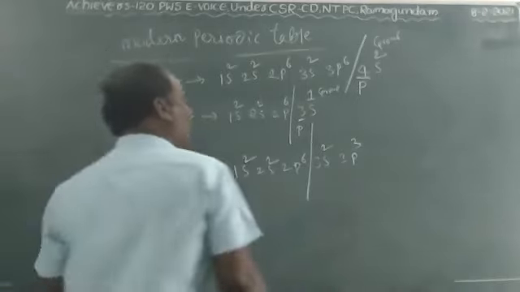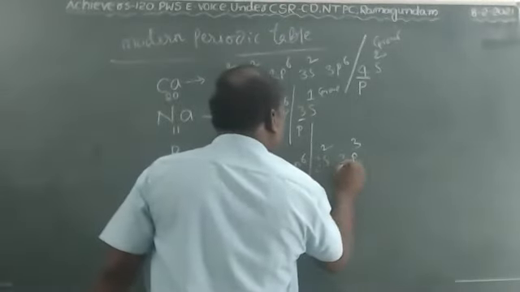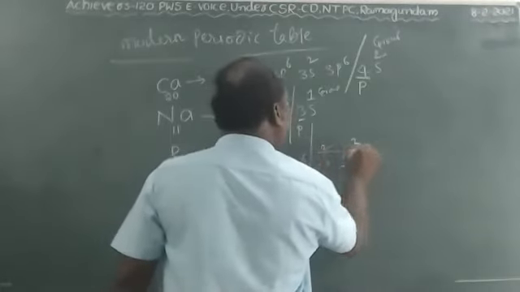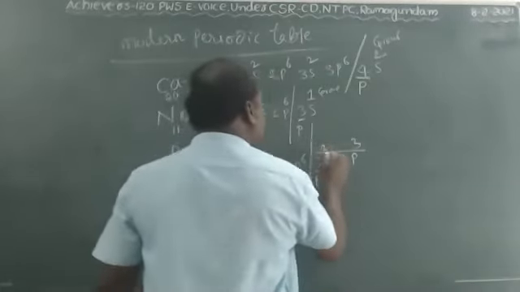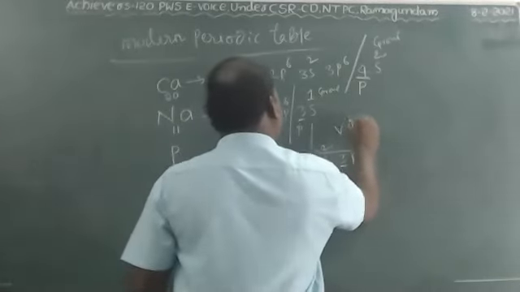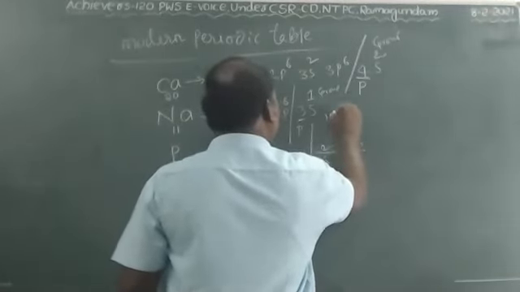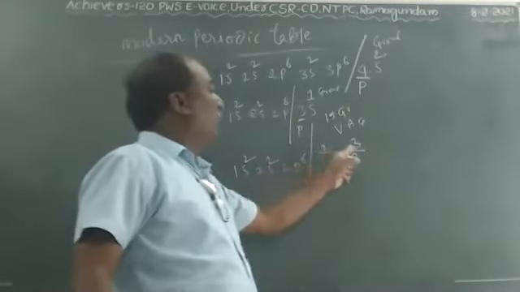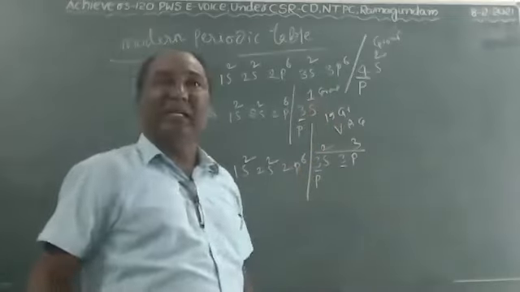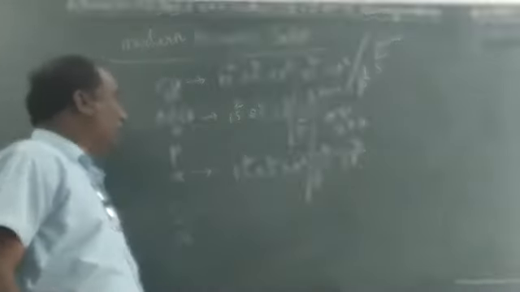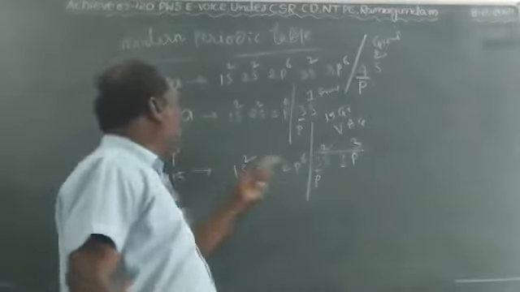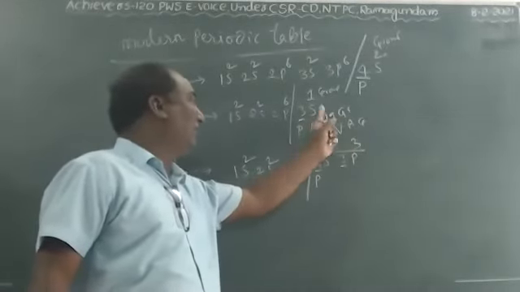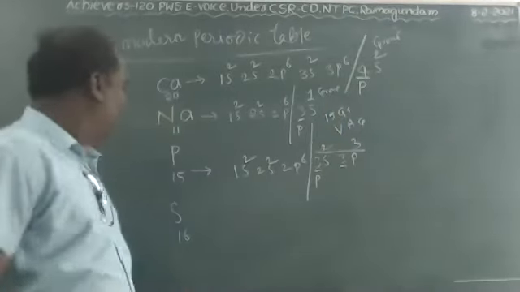So phosphorus belongs to the third period, and 2 plus 3, 5 electrons will be there. It belongs to the 5th A group or 15th group. Phosphorus belongs to the third period and to the 5th group, or 15th group, or 5th A group.